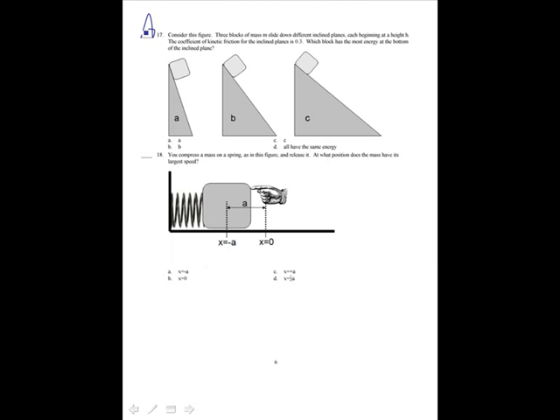Number 18, you compress a mass on a spring as in this figure and release it. At what position does the mass have its largest speed? At its maximums, at x equals negative A and x equals positive A, the speed is 0. All of the energy is in elastic potential energy, so the speed is 0. It's in the middle, when your elastic potential energy is 0, that all of your energy is in kinetic energy. So the answer is B, x equals 0.